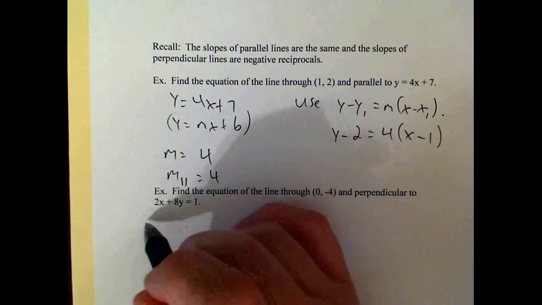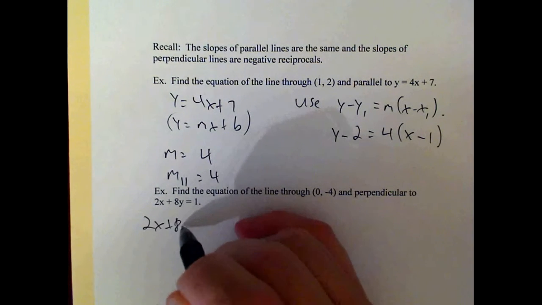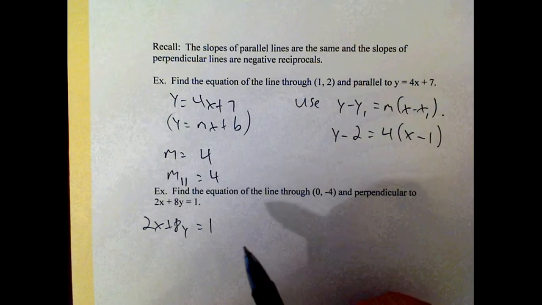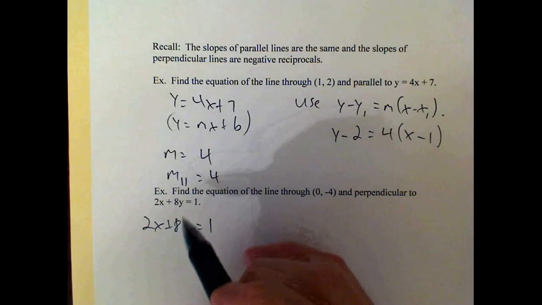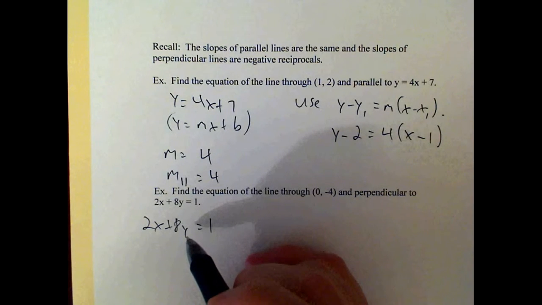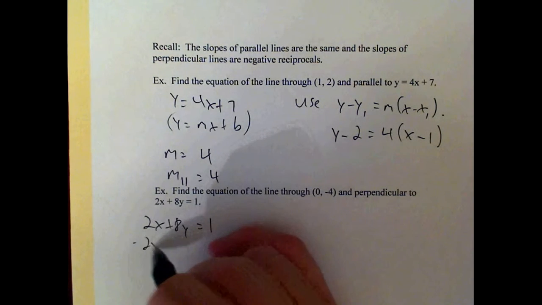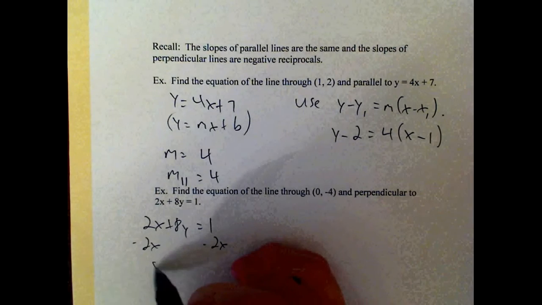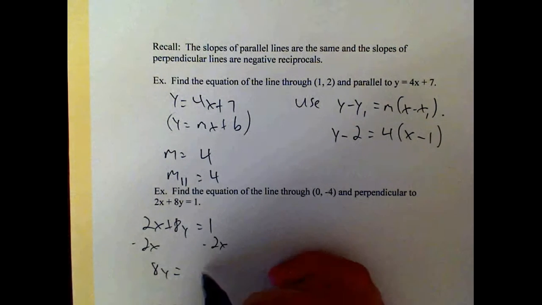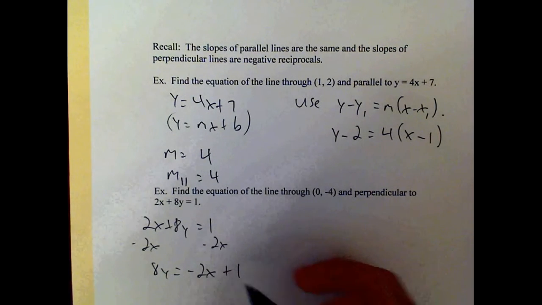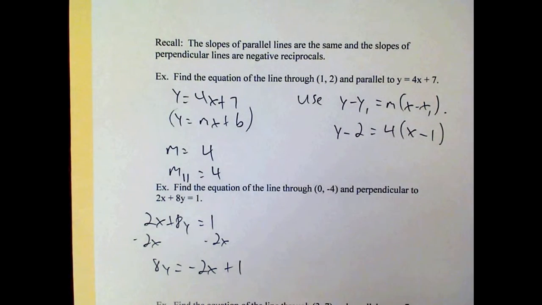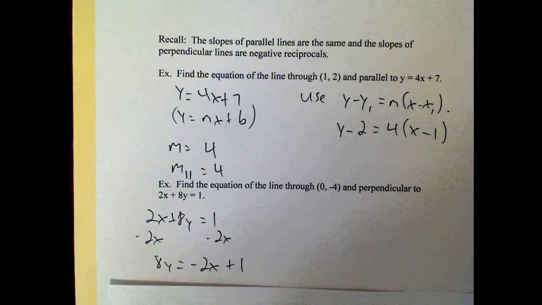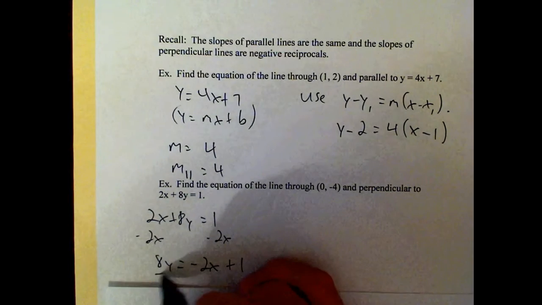We need to find the slope of the given line first. The easiest way to do it is to solve for y, and that's what we're going to do. We're going to isolate the y. First, we're going to isolate the y term by subtracting the 2x. Now I always write the x term first, so make sure you have the correct signs in place. And then I'm going to divide by 8 to isolate y.